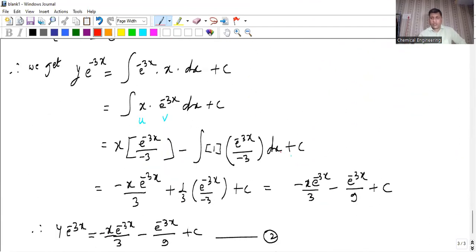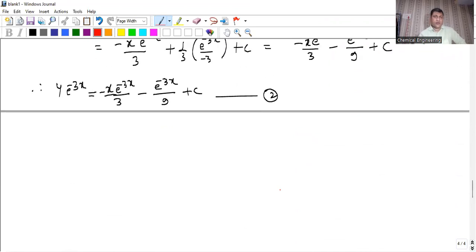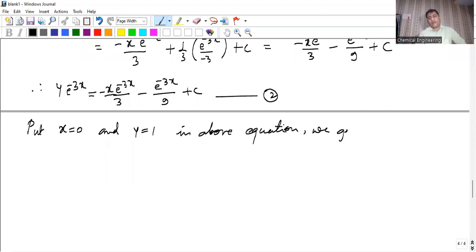Okay, so we call this equation 2. What we'll do is put x is equal to 0 and y is equal to 1 in the above equation. If I put x is equal to 0, then e raised to minus 0 is going to be 1. So you get 1 here. This is x is equal to 0. So this term is going to be 0 minus 1 by 9 plus c. Are you getting this value?